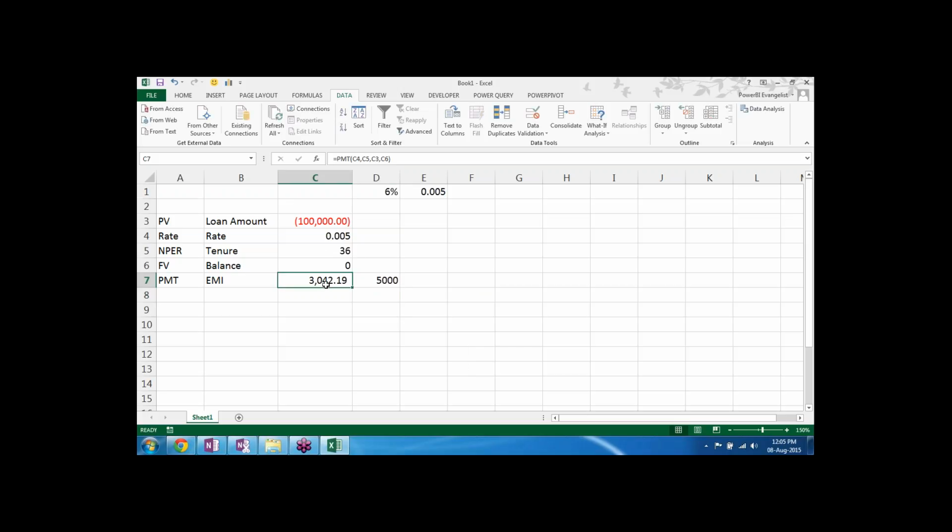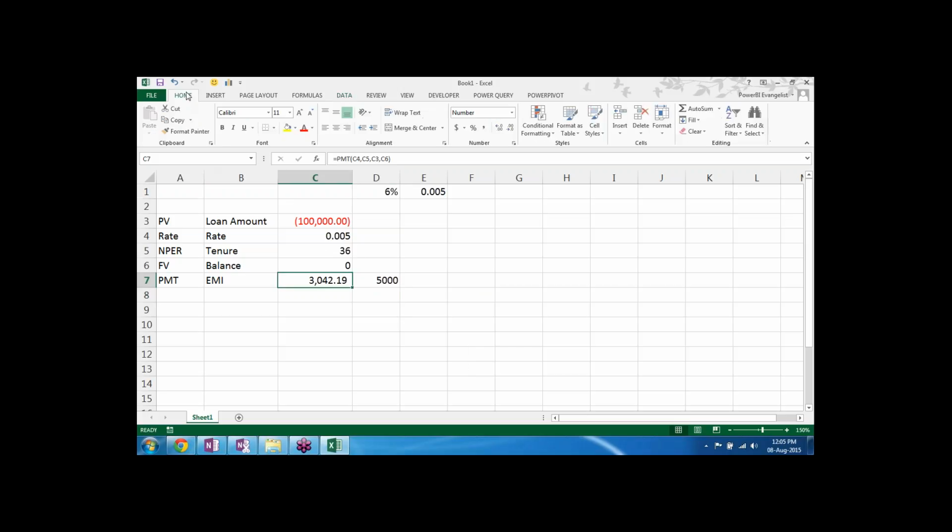So I will copy the format here and copy the format here as well. And then I wanted to find out the loan amount, thinking that the rate of interest will be same and period is also same, and balance also I want it to be 0. So if I want to find out the loan amount, if I pay 5,000 as EMI, I have to use a function called PV. So that is what we were talking about earlier.